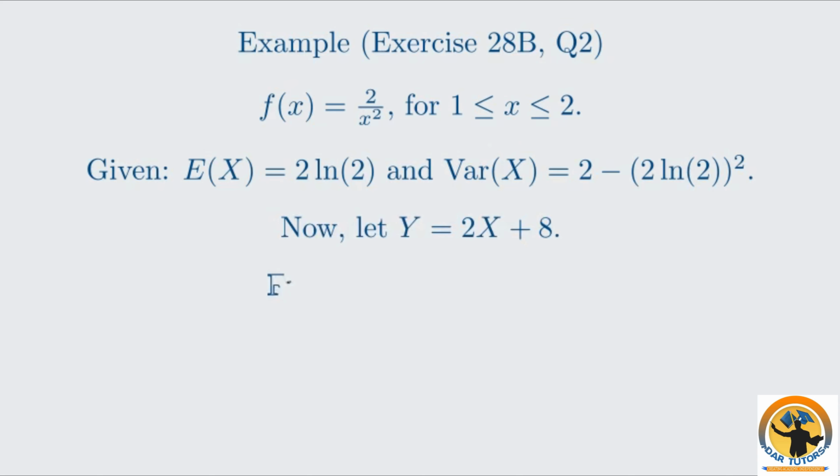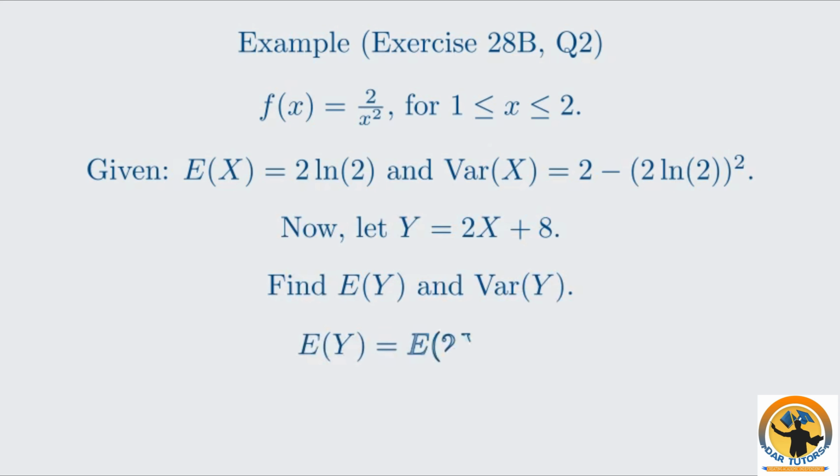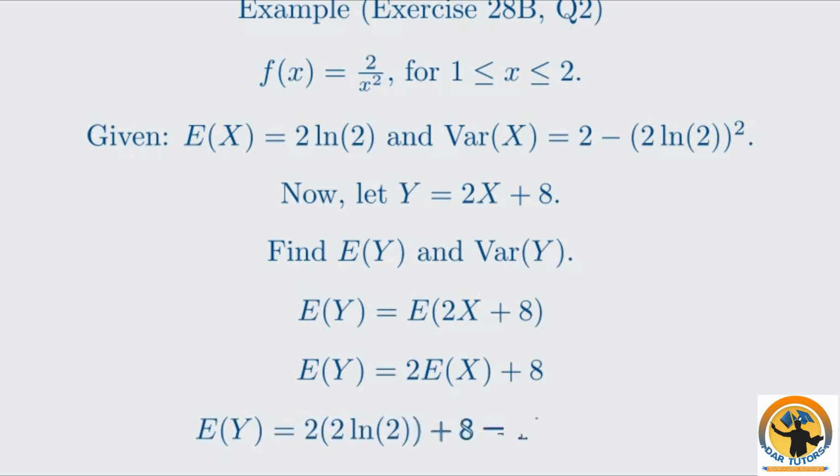Now, let's suppose we have a new variable y defined as 2x plus 8. We want to find its mean and variance. Using our formula for expectation, E(Y) equals E(2X plus 8), which is 2 times E(X) plus 8. Plugging in the value for E(X), we get 4 times the natural log of 2 plus 8. The mean has been transformed linearly.